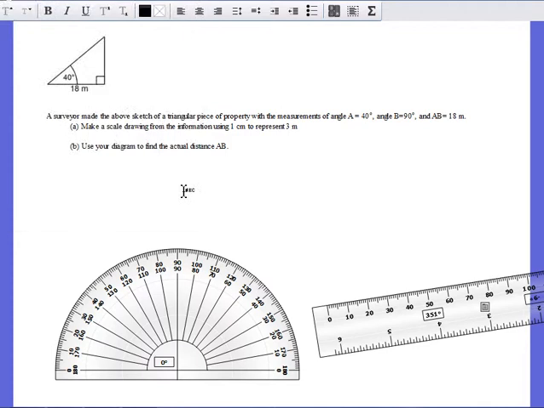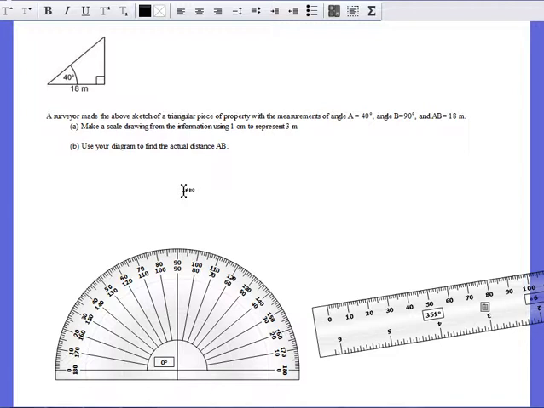This question is question number 10 on the 2004 May/June BGCSE past paper. It's paper 2 for core/extended. It's a scale drawing question. It says a surveyor made the above sketch of a triangular piece of property with the measurements: angle A 40 degrees, angle B 90 degrees, and the length of AB is 18 meters.